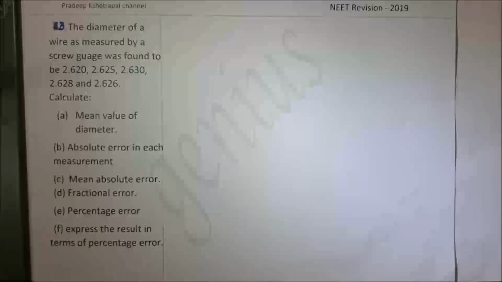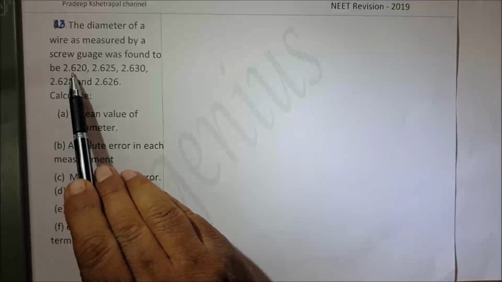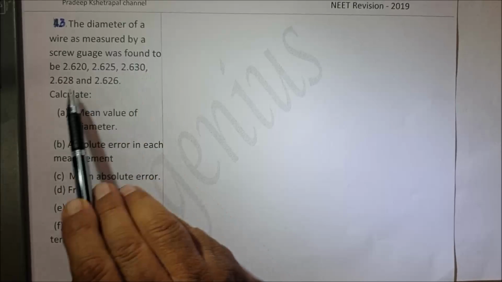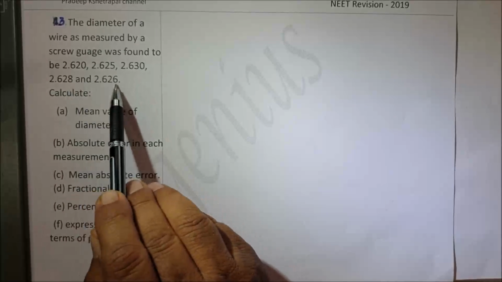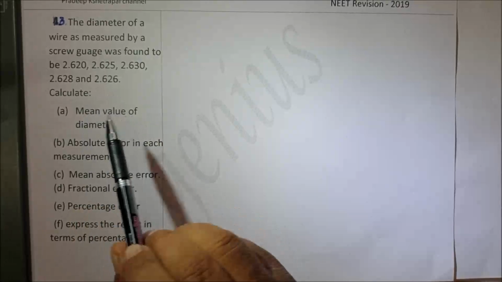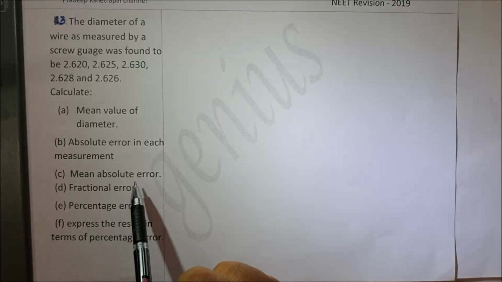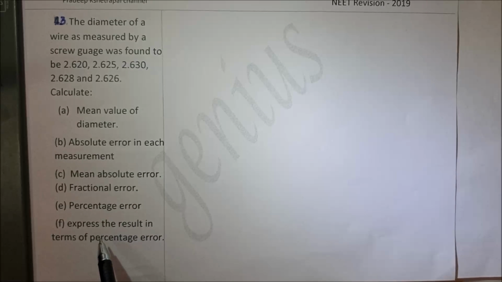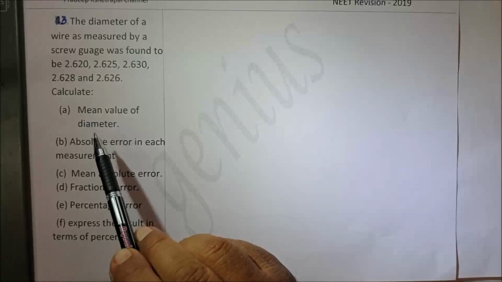Diameter of a wire as measured by a screw gauge was found to be 2.620, 625, 630, 628 and 626. There are so many readings which are measured, and what we are supposed to calculate is mean value of the diameter, absolute error, mean absolute error, fractional error, and all these things. So let's start one by one. The first thing, mean value of the diameter.